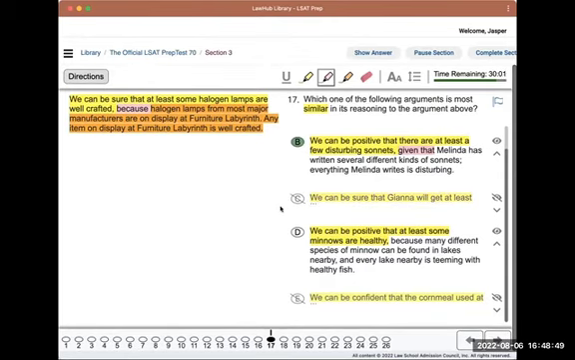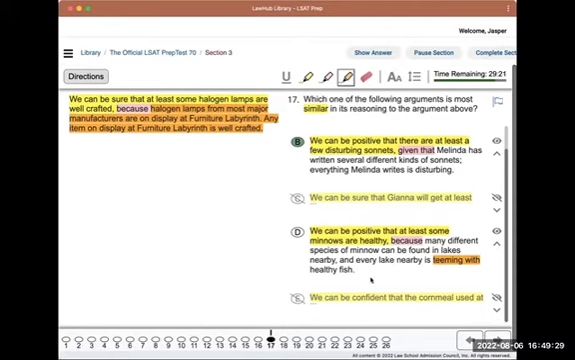Okay. D, we can be positive that at least some minnows are healthy because why? Because many different species of minnow can be found in lakes nearby, and every lake nearby is teeming with healthy fish. Okay, so every lake nearby is teeming with healthy fish, that's where we have our problem. So if every lake nearby had 100% healthy fish, right? Then yeah, okay, if we know that there are minnows in those lakes, we know those minnows are healthy, and therefore at least some minnows must be healthy.